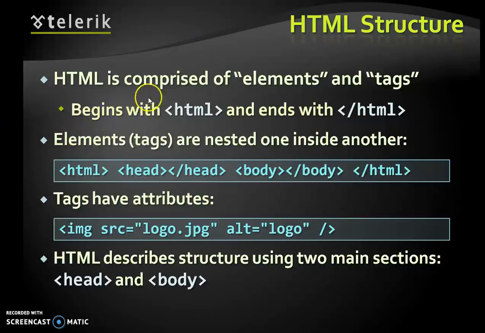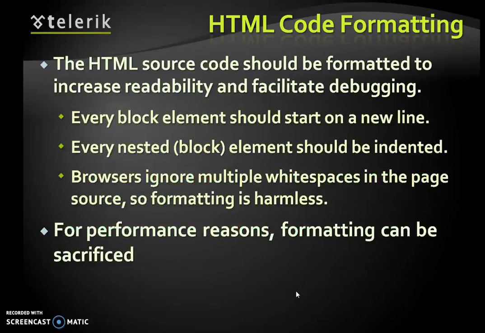HTML structure. HTML is comprised of elements and tags. HTML tags begin with the <html> tag and end with </html>. Element tags are nested one inside another, just like what is shown here. Tags have attributes. Each tag has its own attributes, just like the img tag here that has attributes src and alt. HTML describes structure using two main sections, head and body.